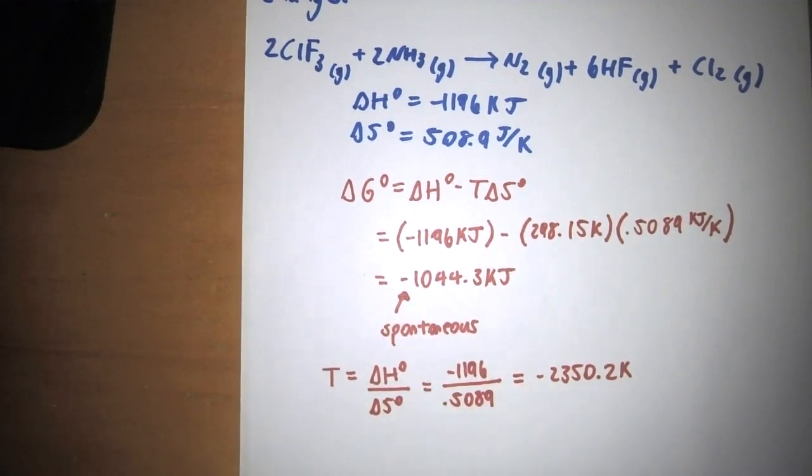Negative 2350.2 Kelvin. Really cold. So putting that in perspective, I mean, that's really cold. So very simple, straightforward problem. This is probably the easiest one of the three.